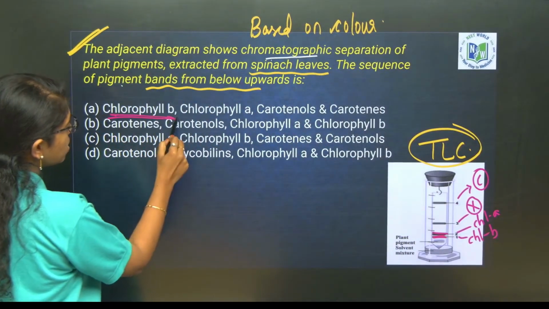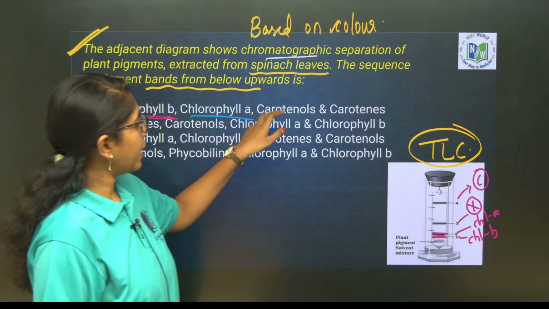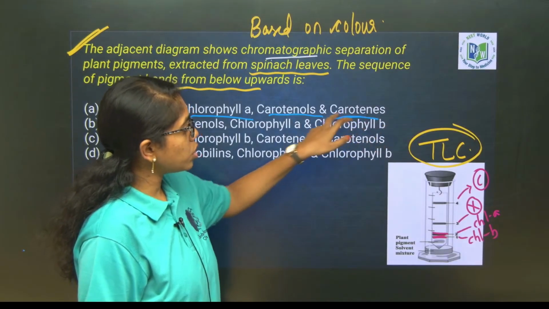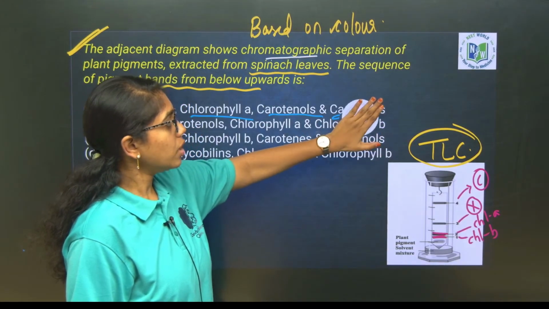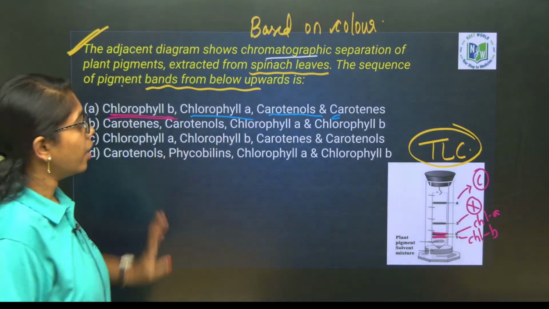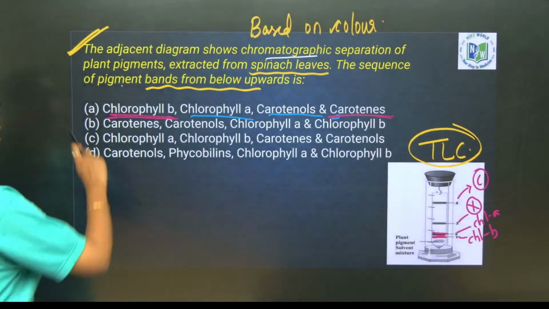First lowest band is chlorophyll B, and then it is chlorophyll A, and then it is carotenols, that is xanthophylls, and the highest band which is occupied is by carotene, which is highly nonpolar and has least polarity. Okay. So here what is the right answer, ma? Option 1 will be the right answer.